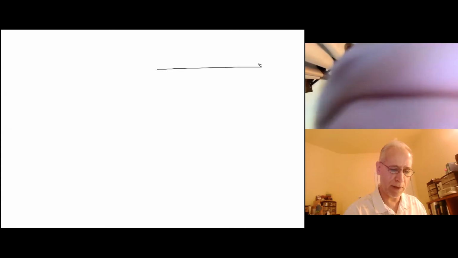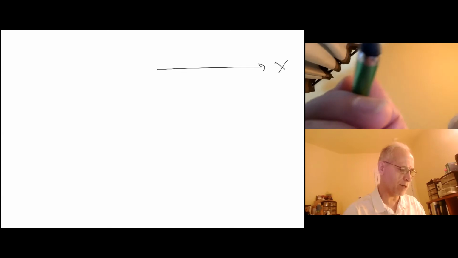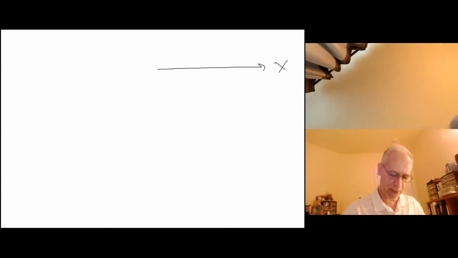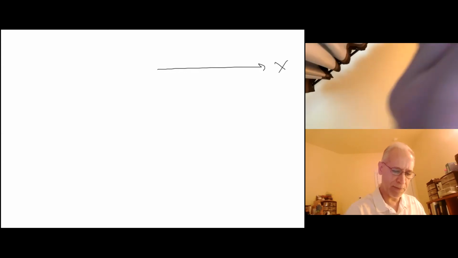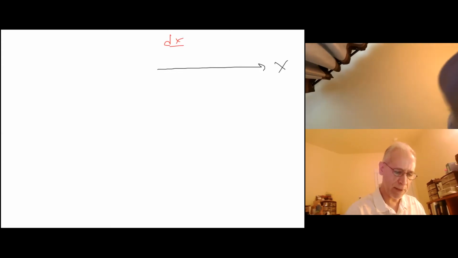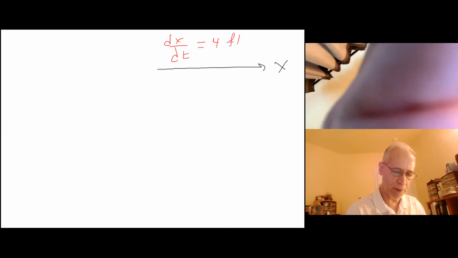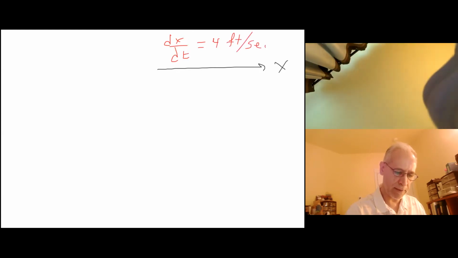A man walks along a straight path. So straight path, walking along, let's call that x. And actually, there's a really nice picture that goes with it. At 4 feet per second, what does that mean? That means that dx/dt equals 4 feet per second.